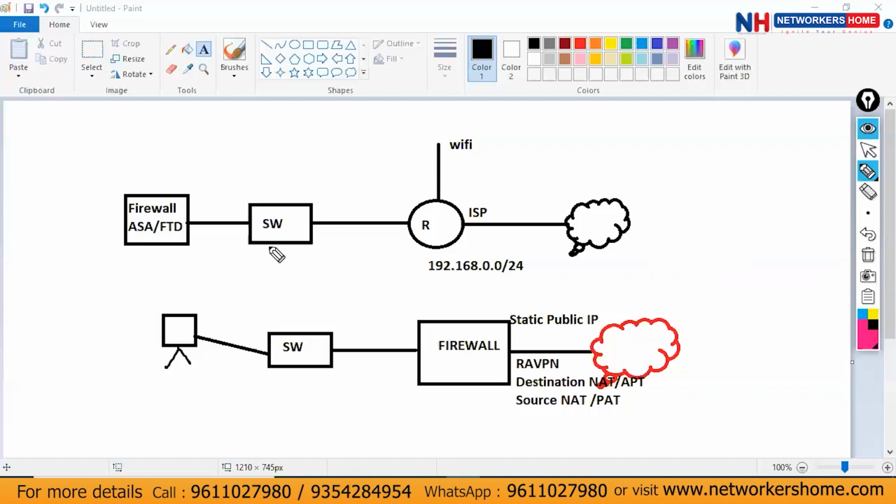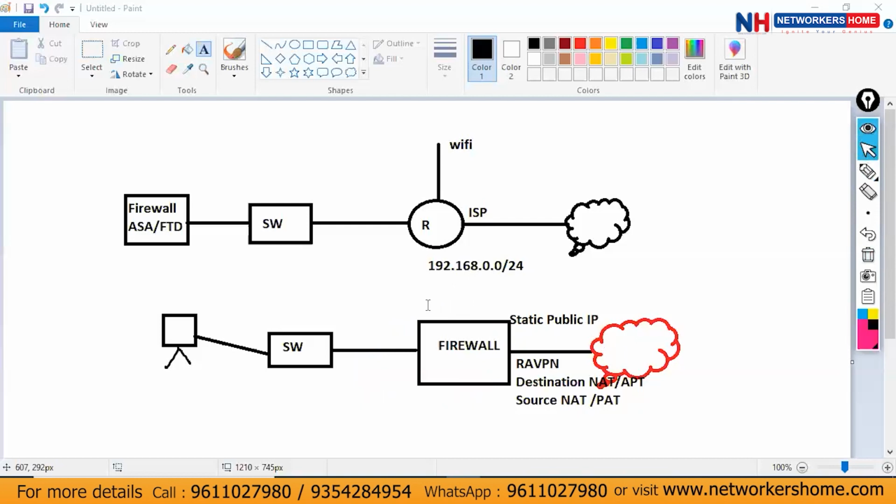Now, the use of a switch is basically for L2 communication. The use of a router is for L3 communication, and the use of a firewall is for traffic filtering between the private and the public network. So it's basically a barrier between the private and the public network wherein you can do filtering. Now, by default, what type of filtering is done by the firewall? It depends on your firewall also.